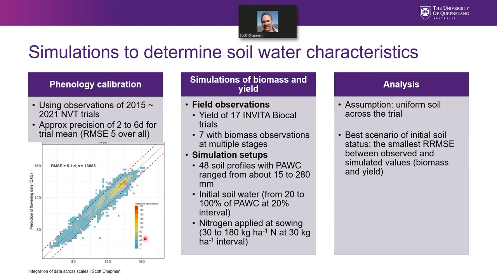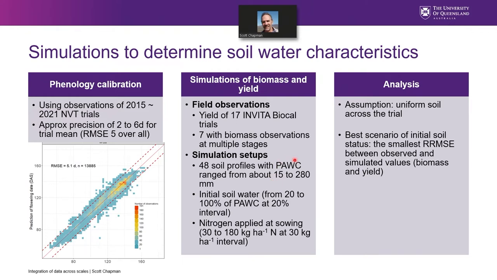These outliers, that's a low frequency. This is a number of observations. So these are only 1 to 5 observations out of tens of thousands that are not precise. And when you do it at the trial level, it gives you a very accurate estimate of flowering date. So retrospectively, we can use the weather data to identify the flowering date in the trial, and that way we can look at stress indices and things that occur.